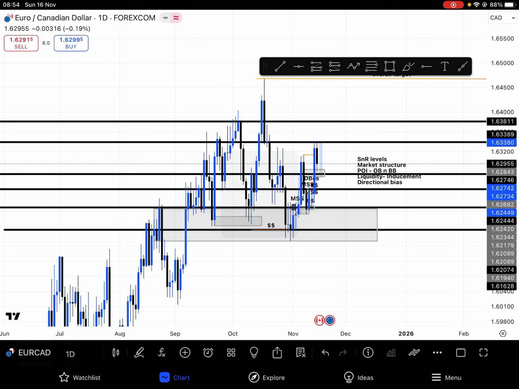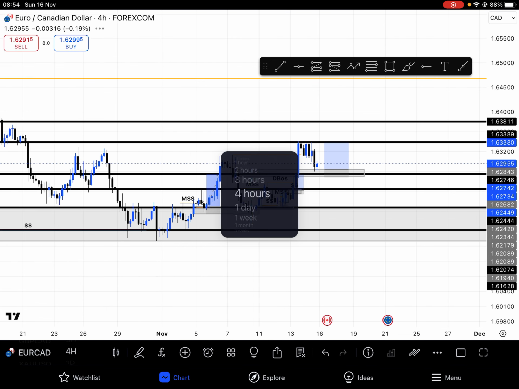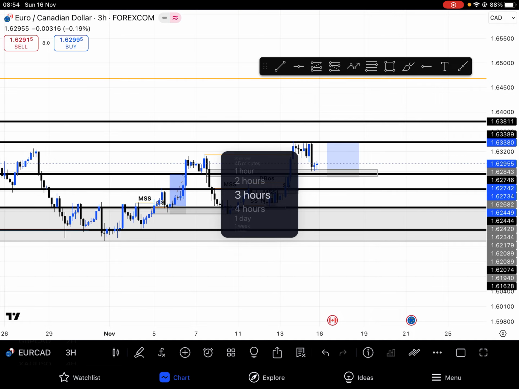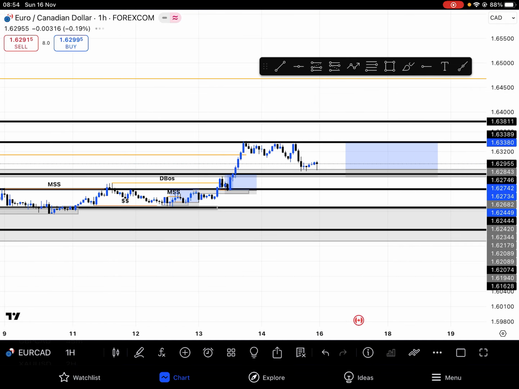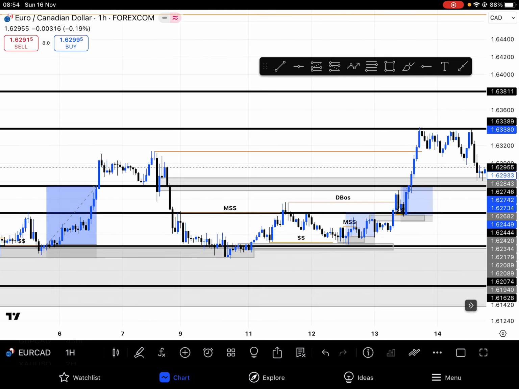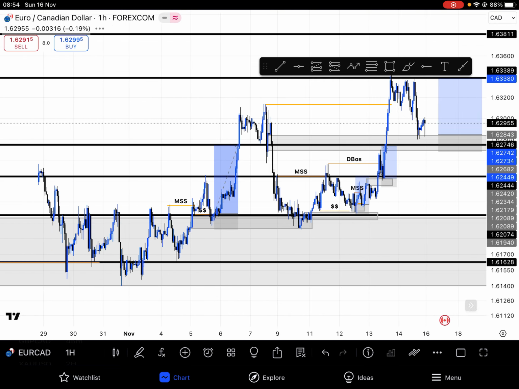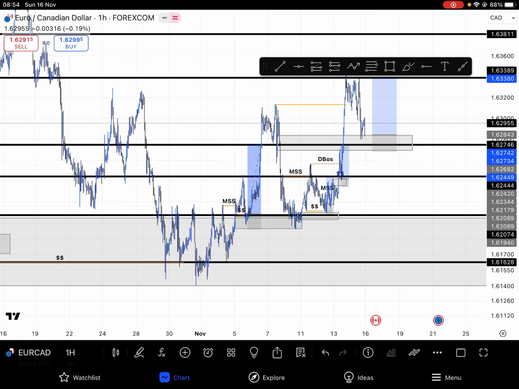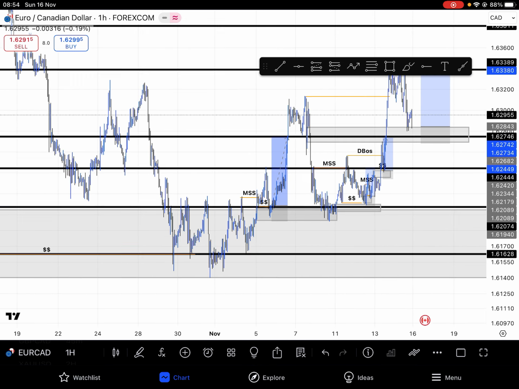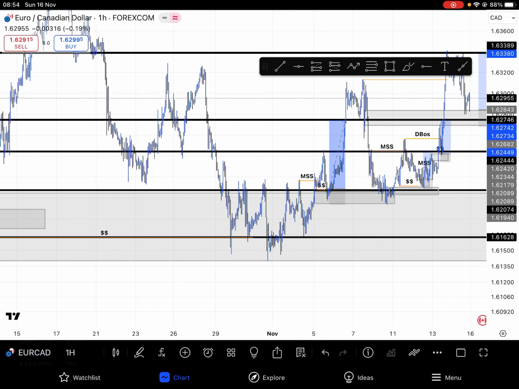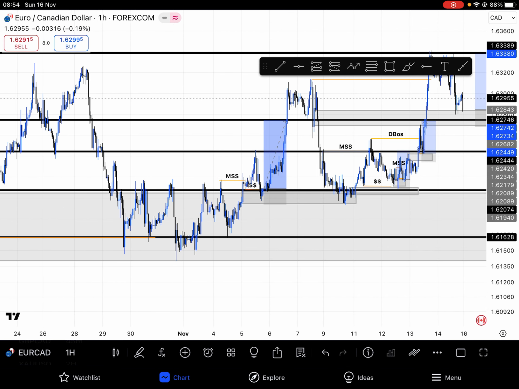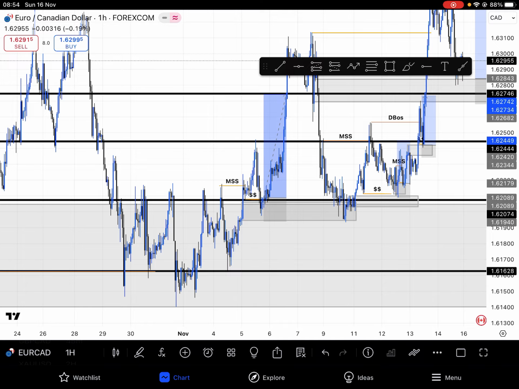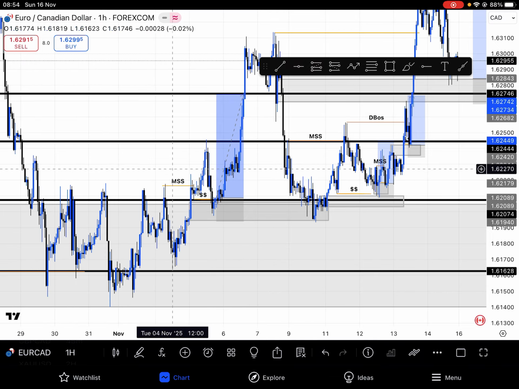So let's go back to a lower time frame. Let's see 1 hour, so we can see it clearly. So this was when the market came back to the POI and induced the other buyers. Now, this move happened the last 2 weeks. There was a market structure shift here.